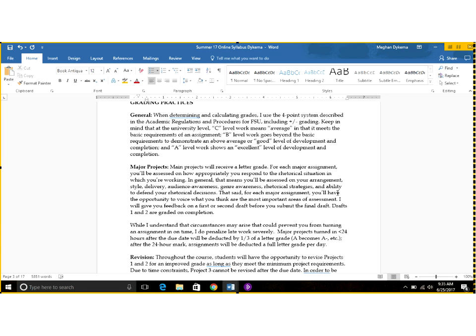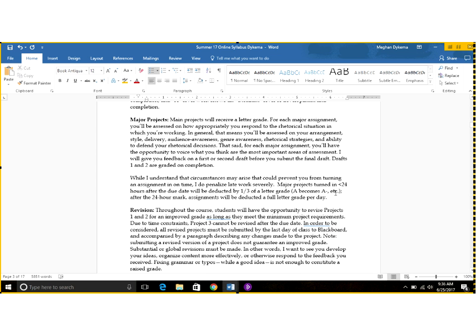I would like to point out that at the university level, C-level work means average, meets the basic requirements of an assignment. So my definition of a C is usually you did the thing in its most basic form. I asked for a 1,500-word essay analyzing 2 genres. You turned in a 1,500-word essay that analyzes 2 genres. B-level work means it goes beyond the basic requirements. It does the thing well. And then A-level work shows an excellent level of development and completion. So A means you did the thing and really stuck the landing.